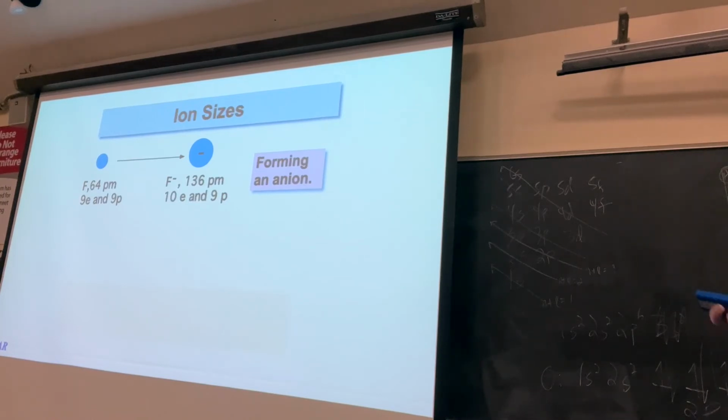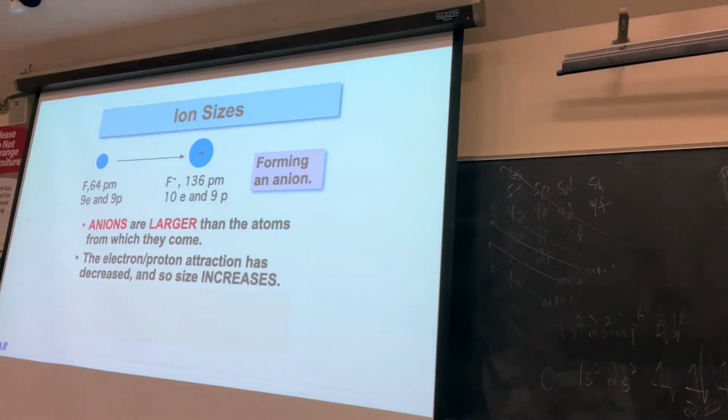Now, reality, it's all about positives and negatives. You have fewer positives for more negatives, so they tend to drift a little bit farther. So while cations, positive ions, are smaller, the anions, on the other hand, are larger. The protons just don't pull the electrons in quite as well when there's more electrons than protons. And to the best of my knowledge, all anions are bigger than the atoms that they came from. All right? So cations are smaller than the atoms they came from. Anions are larger than the atoms they came from.